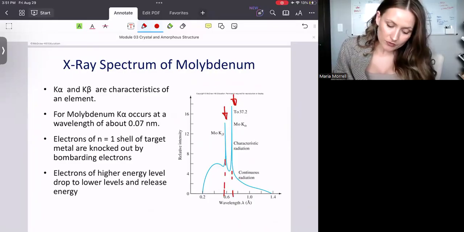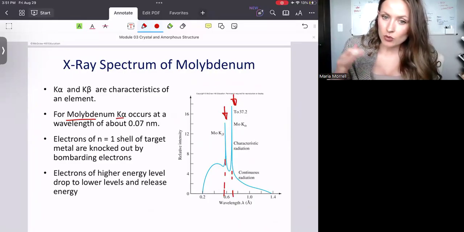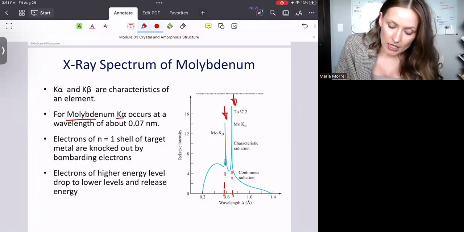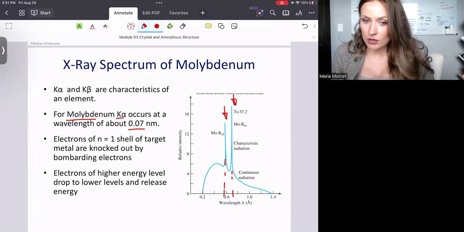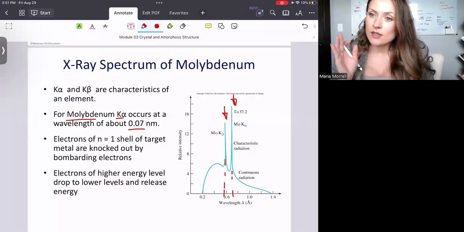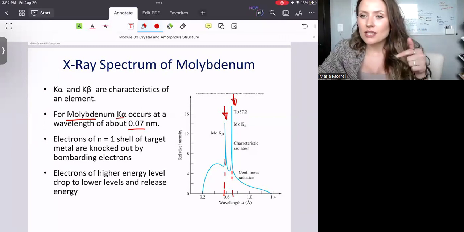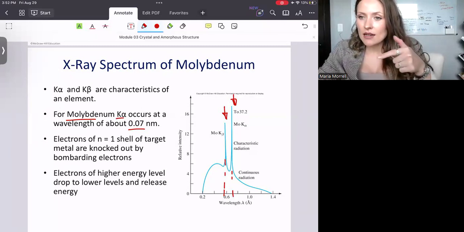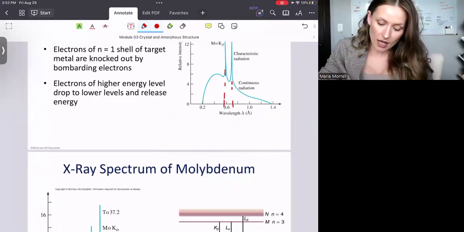For example, for molybdenum, this K alpha, and I'll explain what the K alpha is in a little bit, is located at about 0.07 nanometers, right? And then K beta has another value, which is again very, very unique and very specific for the element. Now, what happens in the material so that we see, well, obviously we see radiation, but we also see these characteristic peaks?